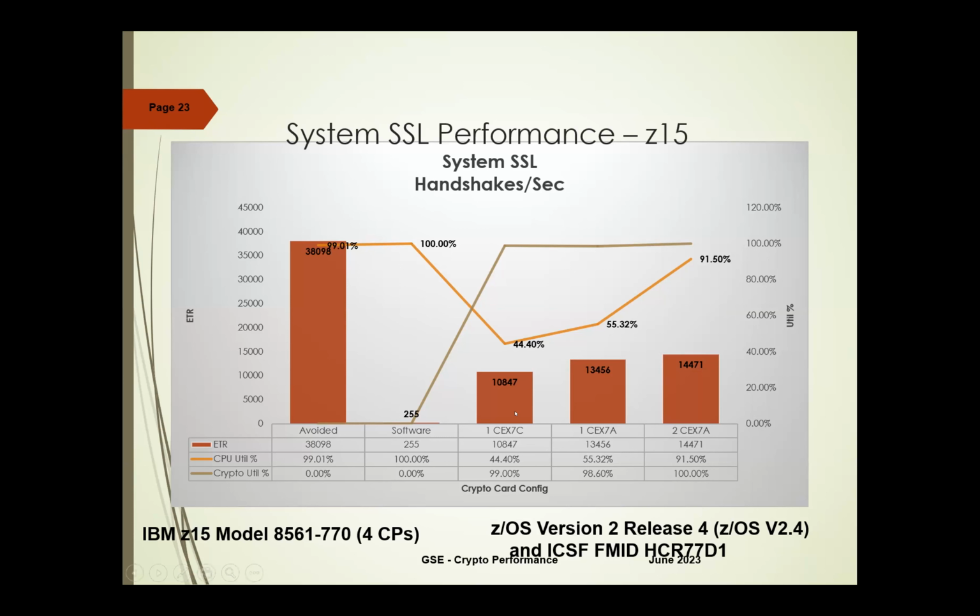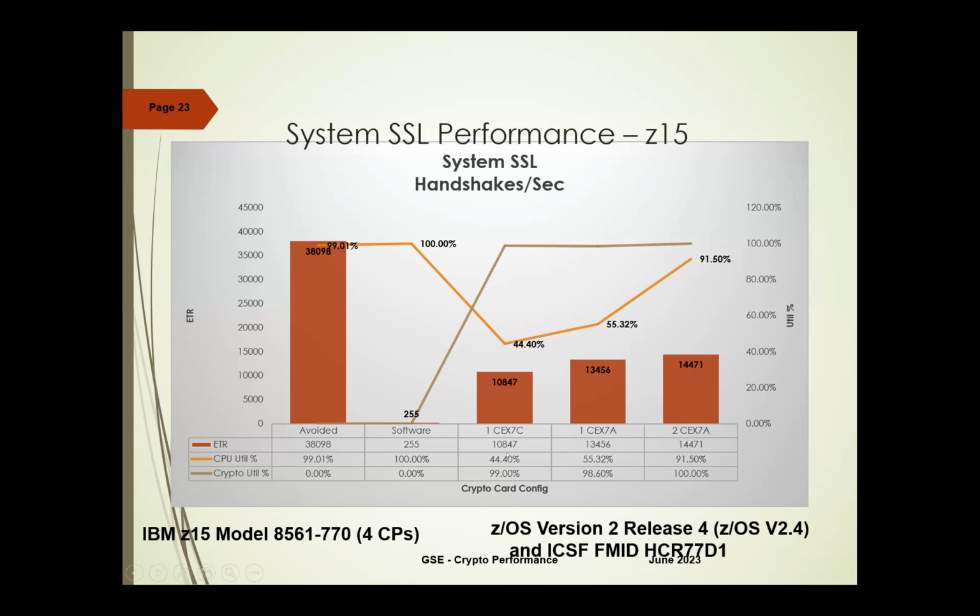If you install a Crypto Express card, Crypto Express 7 on your Z15, and you have ICSF up and running, now you can get over 10,000 handshakes per second through the system. And your CPU usage drops to a little bit less than half. So you're only using about 2 of those CPs, meaning the other 2 CPs are available to do real work, other things that you need to do. Now, when you're doing that, you're driving that Crypto Express card at about 99% utilization.